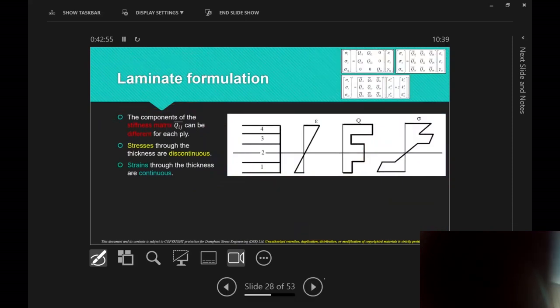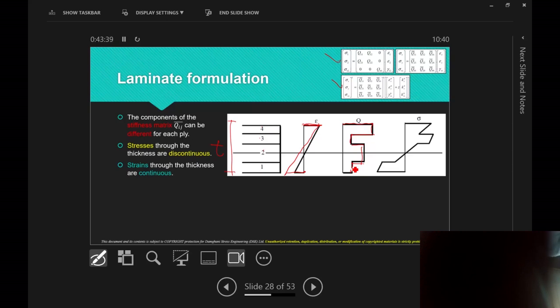So you'll get a summary of whatever I've been saying so far here. What tends to happen is this is showing a laminate with 1, 2, 3, 4 plies. Strain distribution through the thickness, this is the thickness of the laminate. Strain distribution is continuous, linear. There is no discontinuity. But the Q, reduced stiffness, is stepped. So for each ply, you will have different stiffness. Essentially that means for each ply, you've got different stiffness.